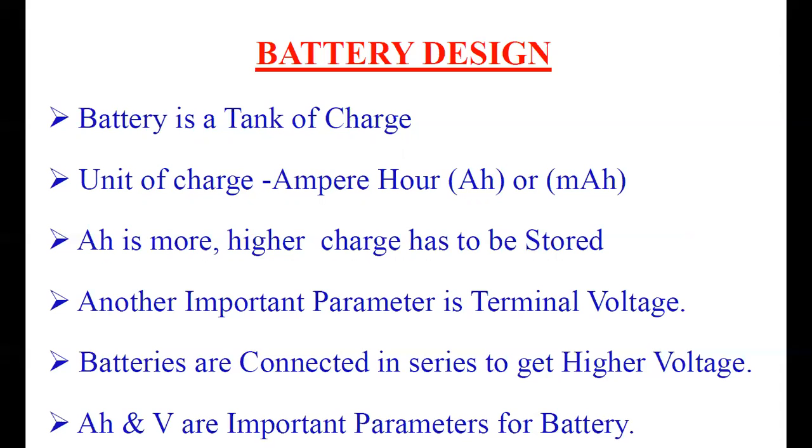Another important parameter of the battery is the terminal voltage. The terminal voltage and ampere hour capacity are the two important design parameters for a battery. Normally the available batteries are 12 volt. The batteries are connected in series to get higher voltages. So the ampere hour, the unit of charge, and the voltage rating are the important parameters for design of the battery, and these parameters are also important for selecting a battery for a particular application.